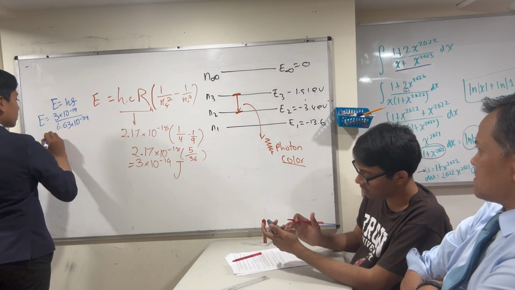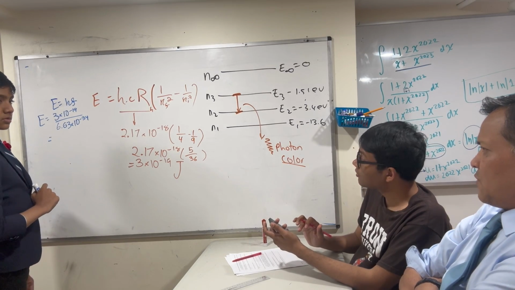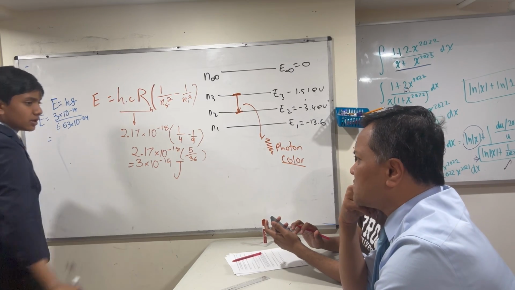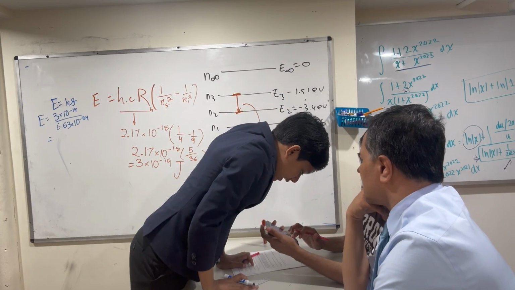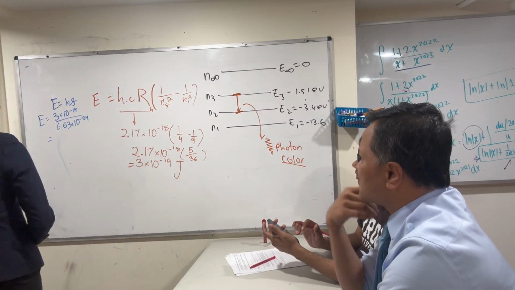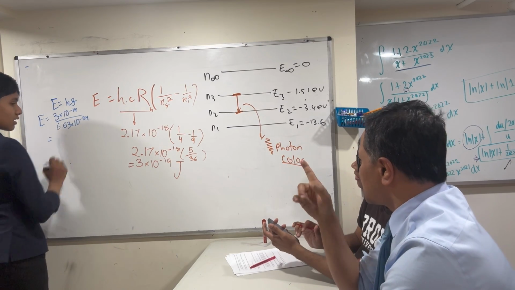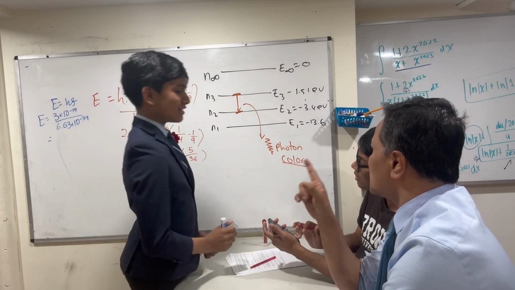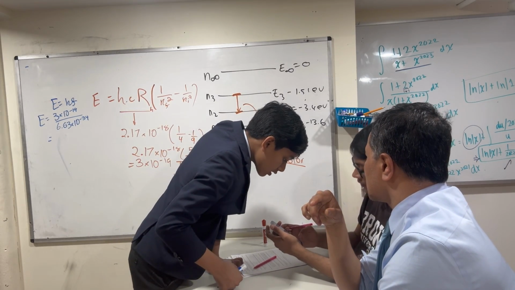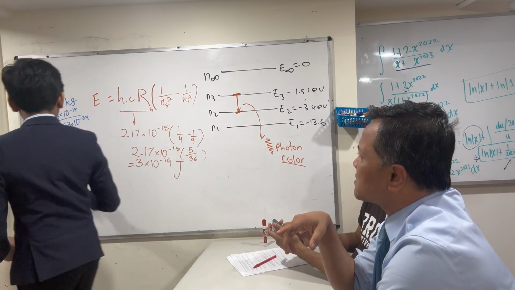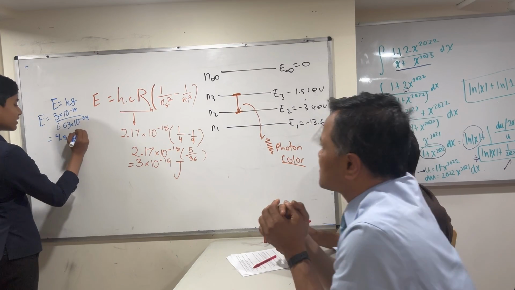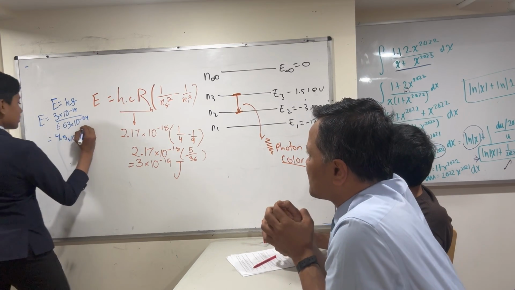So what's this? Just 3 divided by 6.63. 0.45. So write 4.5 times 10 raised to 14. The unit is 1 over second, or hertz.